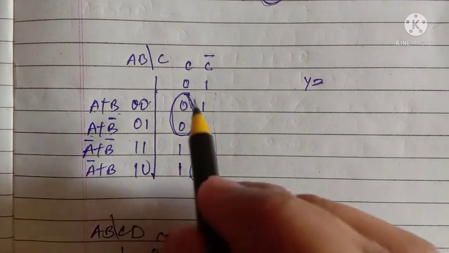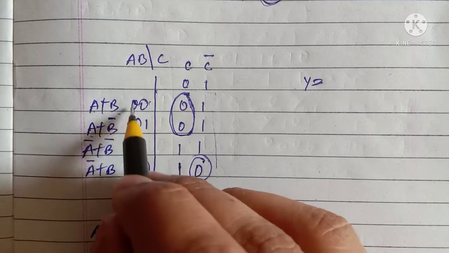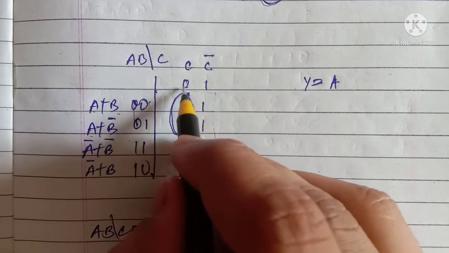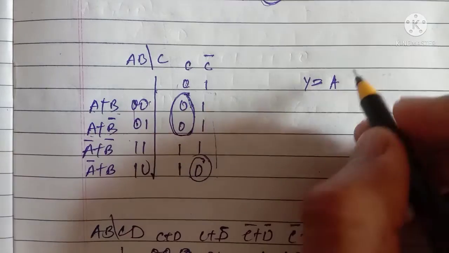Now in that, what thing is common? B, 0 0 is common, so that means A. And what else is common? Basically nothing is common, only one thing is there, that is C.